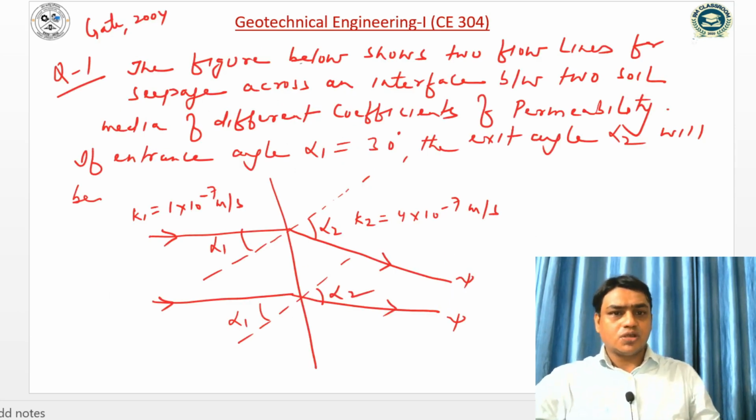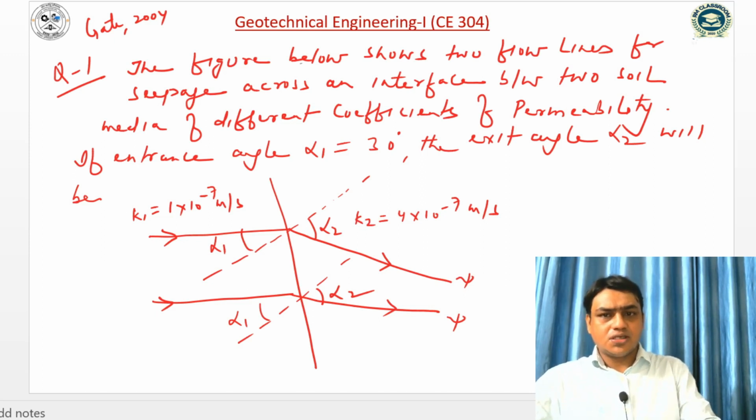The figure below shows the two flow lines, and perpendicular to them is the equipotential line. The figure shows two flow lines for seepage across the interface between two soil media of different coefficient of permeability. If entrance angle alpha 1 is 30 degrees, then exit angle alpha 2 will be? Here alpha 1 is the angle between the flow line and the normal line, and similarly alpha 2 is also the angle between the flow line and the normal line in soil layer 2, and this is the interface between K1 and K2.